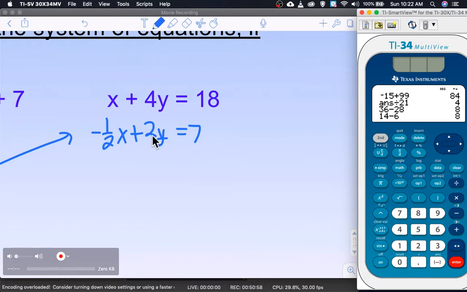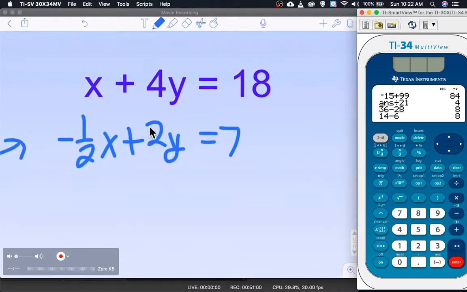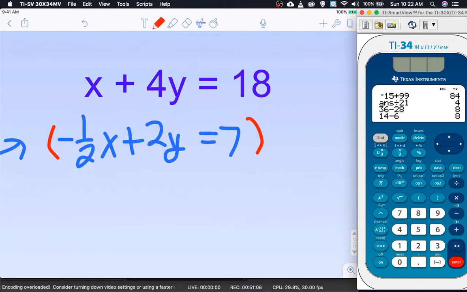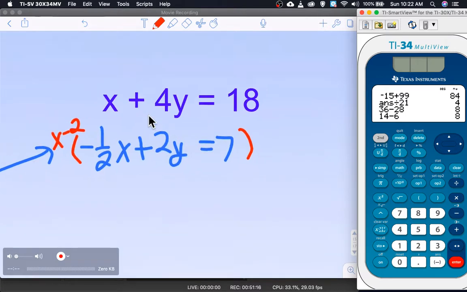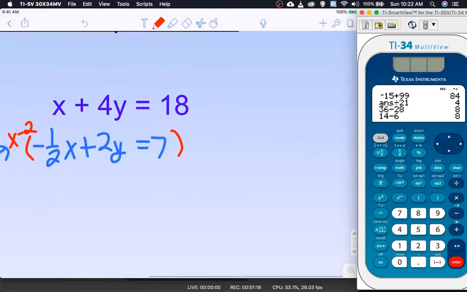If I have a 4 and a 2, all I'd need to do is make this one become a negative 4. Like if I multiply this bottom equation times negative 2, this becomes a negative 4, and my y's will eliminate. Okay, so let's do that. Let's multiply that bottom equation times negative 2, and the top equation stays the same.